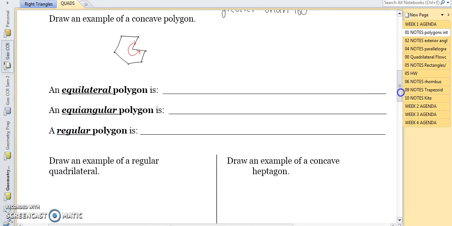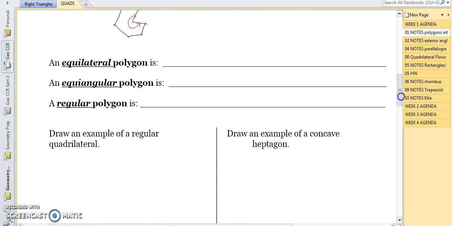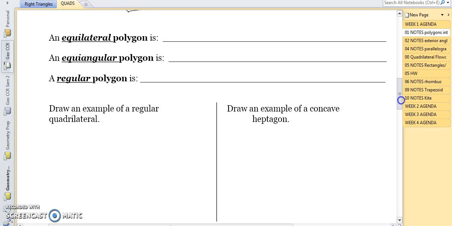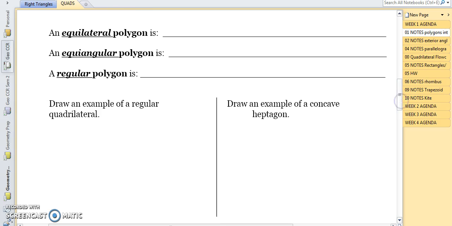We have a couple other types of polygons that we still need to learn about. This next one is called an equilateral polygon. An equilateral polygon is a polygon that has all equal sides, equilateral. So it is a polygon with all sides congruent or equal.